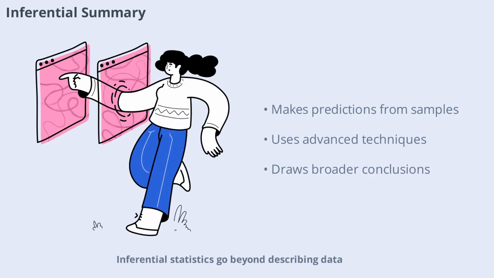Inferential statistics go beyond describing data. They allow us to make predictions or generalizations about a population based on a sample. Techniques like hypothesis testing, confidence intervals, and regression analysis are all part of inferential statistics, helping us draw meaningful conclusions from limited data.